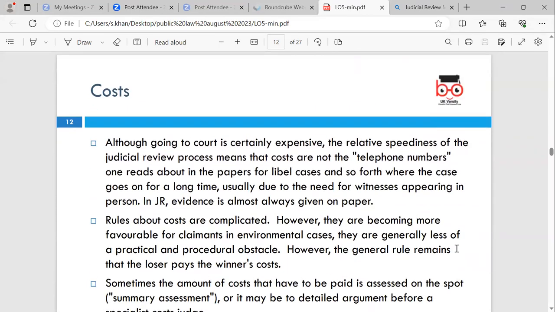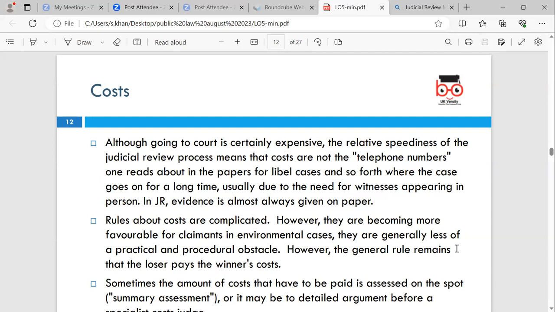The costs. Although going to court is certainly expensive, the relative speediness of the judicial review process means that costs are not the telephone numbers one reads about in the papers for libel cases and so forth, where the case goes on for a long time, usually due to the need for witnesses appearing in person. In judicial review, evidence is almost always given on paper. Rules about costs are complicated. However, there are protections in place.